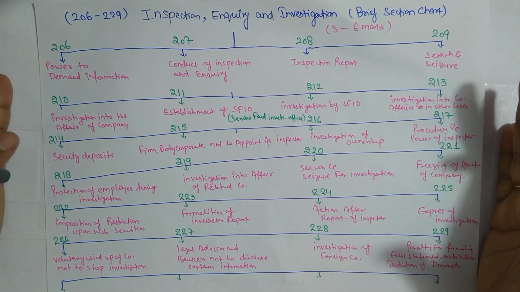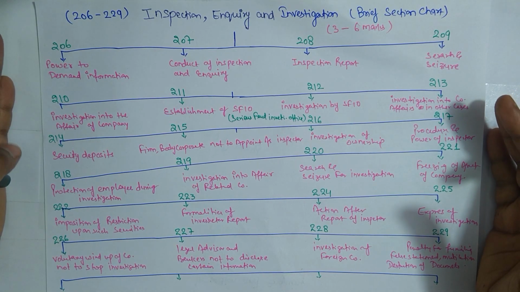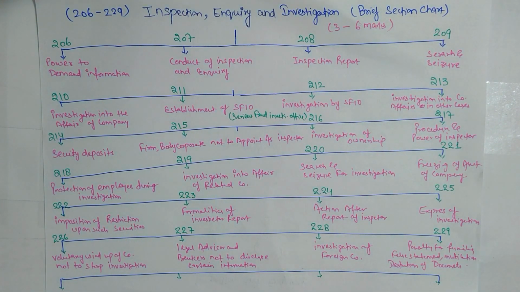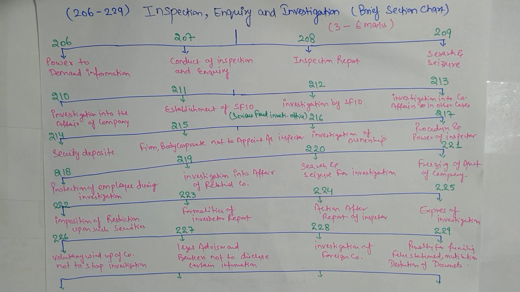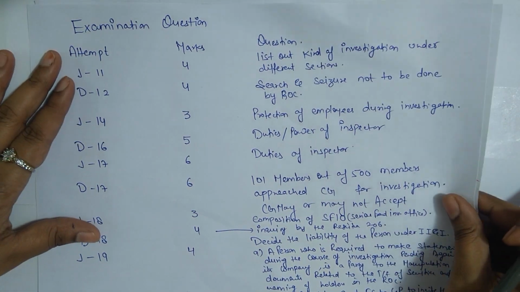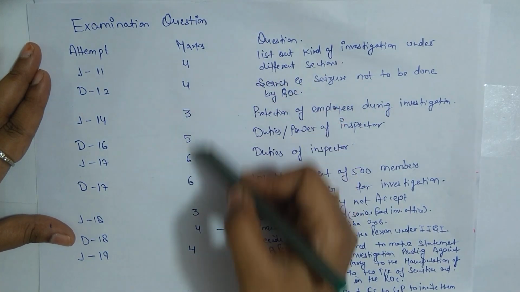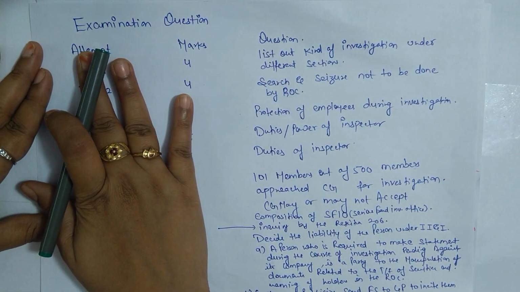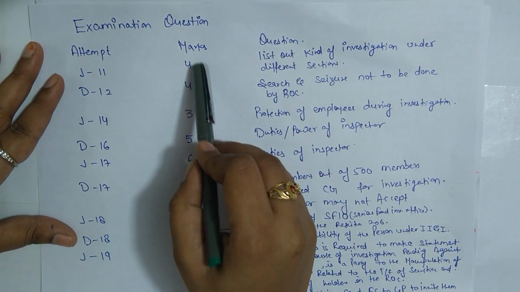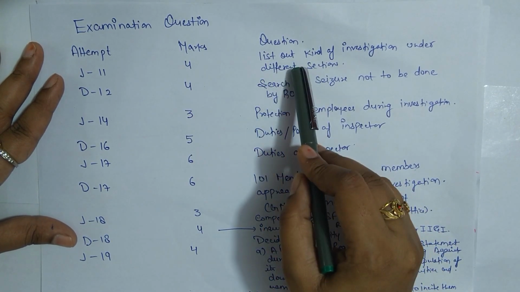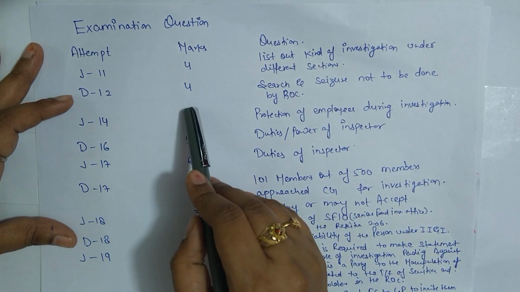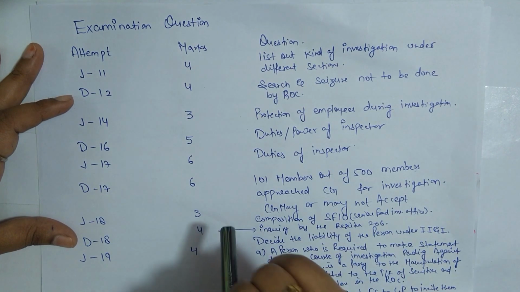So these are all the sections which we are going to discuss under inspection, inquiry and investigation. Before starting the sections, I just want to give a brief about the exam questions to my dear students: the attempt, the marks, and the question asked in that attempt. June 11, this chapter carried 4 marks, and the question was to list the kinds of investigation under different sections. December 12, 4 marks, search and seizure not to be done by ROC.